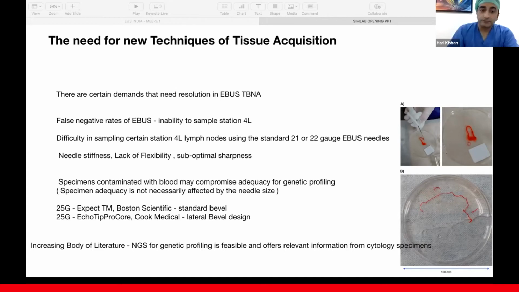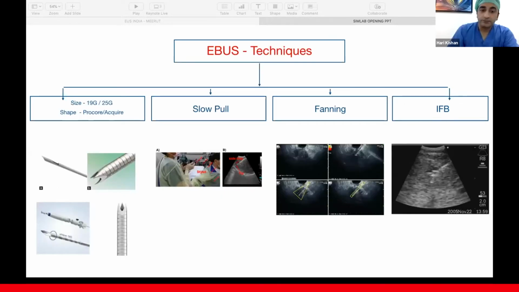So what are the new emerging techniques evolving in terms of ultrasound, endobronchial ultrasound, a bit more than the gastro side in these techniques?